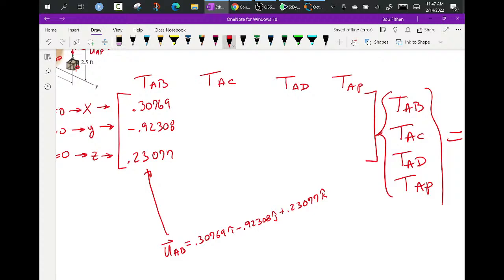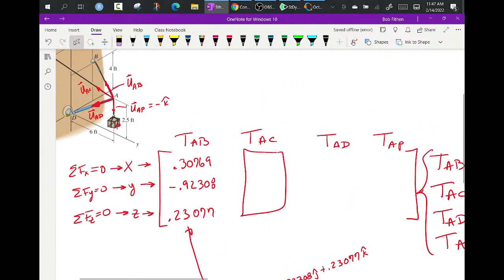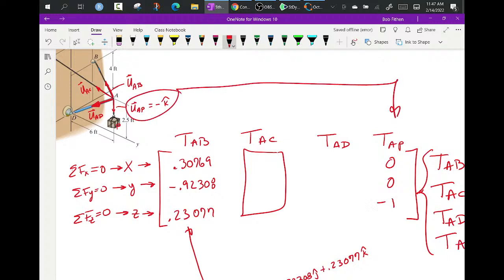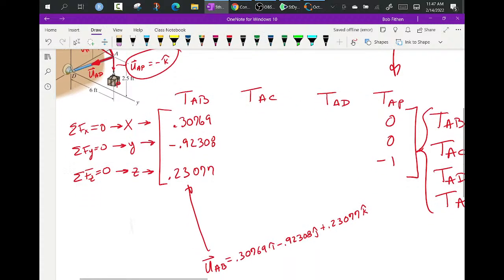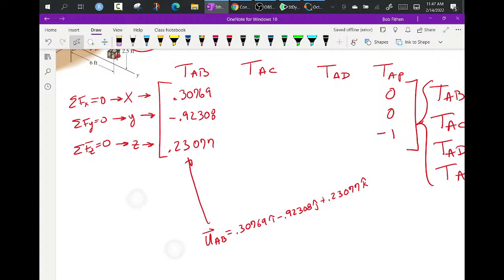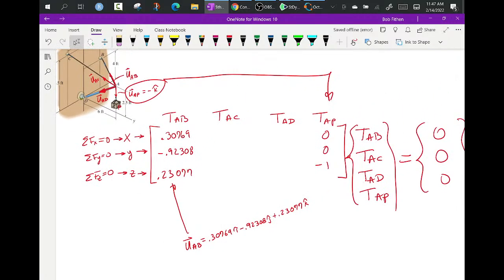308.23077. So I just have to go in and find this one right here, the TAP. That one's pretty simple: 0, 0, minus 1. That one I can go ahead and do. So the next thing I need to do is find this vector. The unit vector here, the unit vector here. Fill it out, and then I can just do the math, and it'll give me the solution.